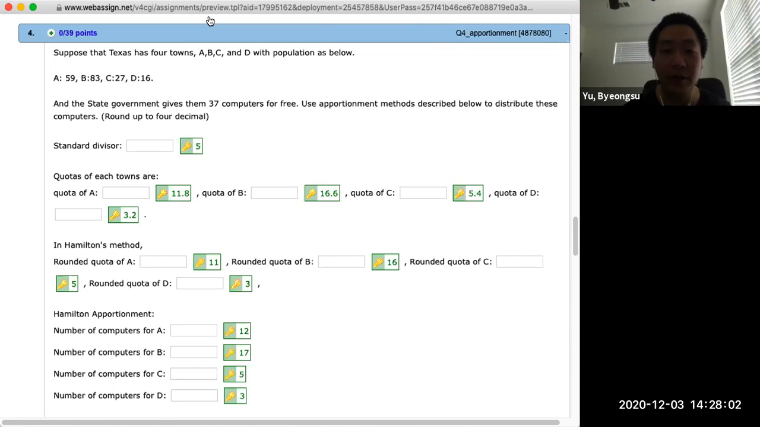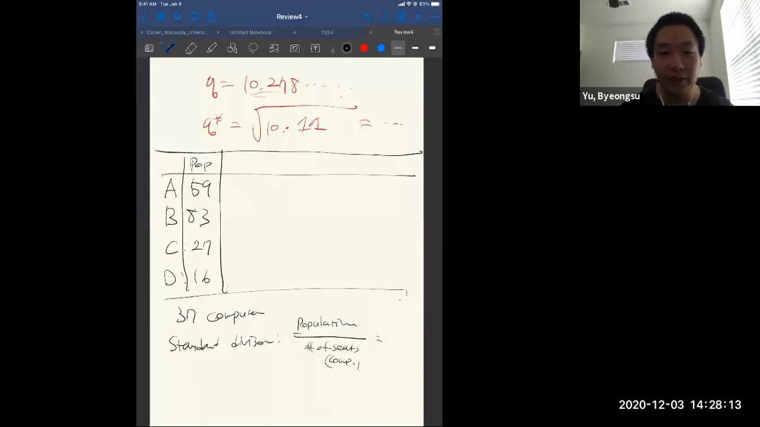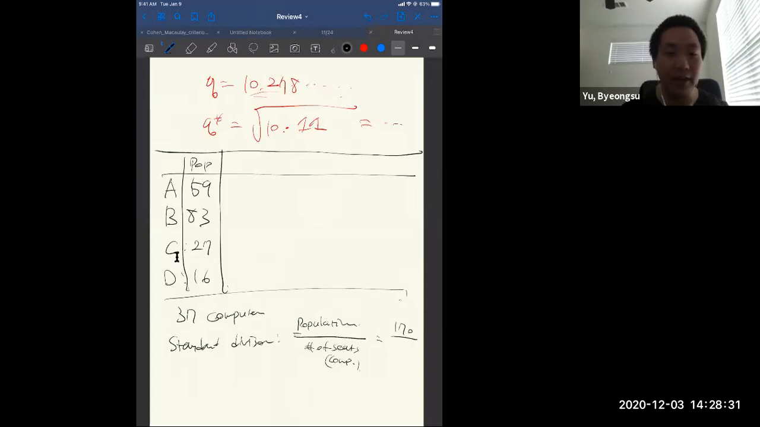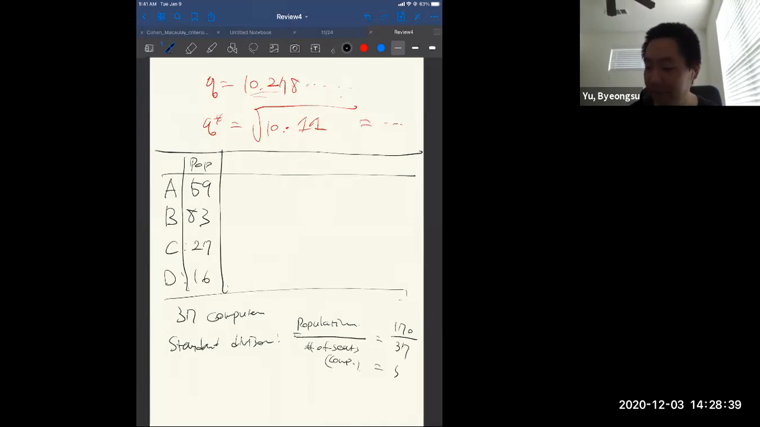So if you add all those numbers using a calculator, 59 plus 83 plus 27 plus 16 is 117. And you need to divide it by 37. Then what you can find is 5. So the standard divisor is 5.